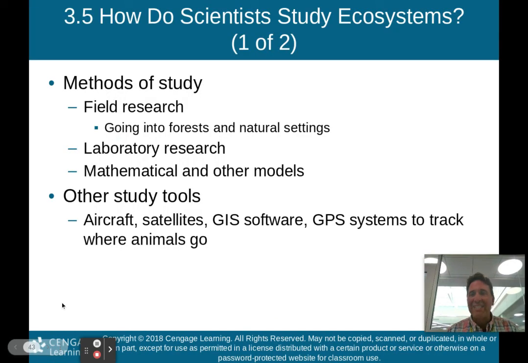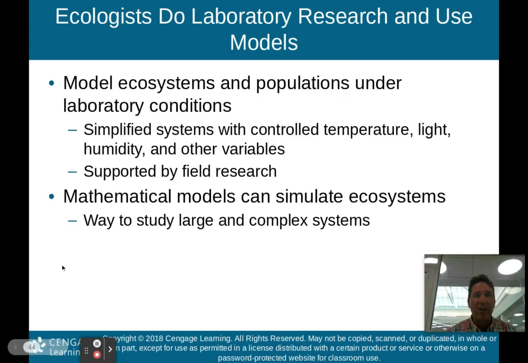All right, just two more slides left, kind of basic here. How do scientists study ecosystems? Well, some methods of study: field research, going into forests and natural settings and actually looking at what's going on. Obviously, we could bring stuff back into the lab and do simulations with laboratory research. And then mathematical and other computer models can be used as well to see what happens. Again, we can use a model to see what happens with climate change 200 years from now, 2,000 years from now, if our carbon continues to increase, things like that. Other study tools used: aircraft, satellites, GIS software, GPS systems to track where animals go, etc.